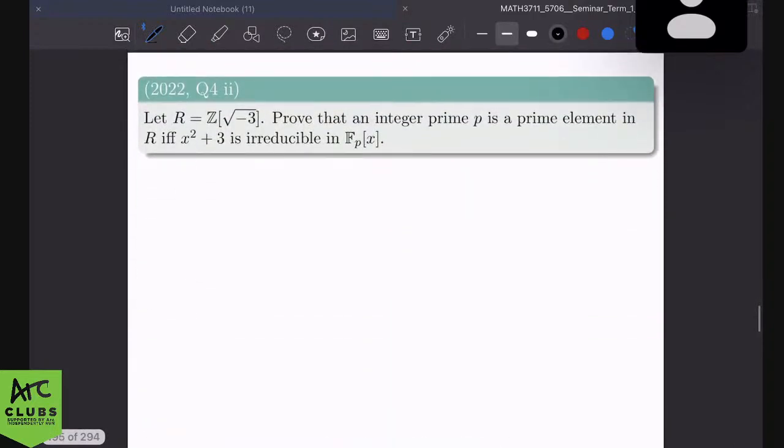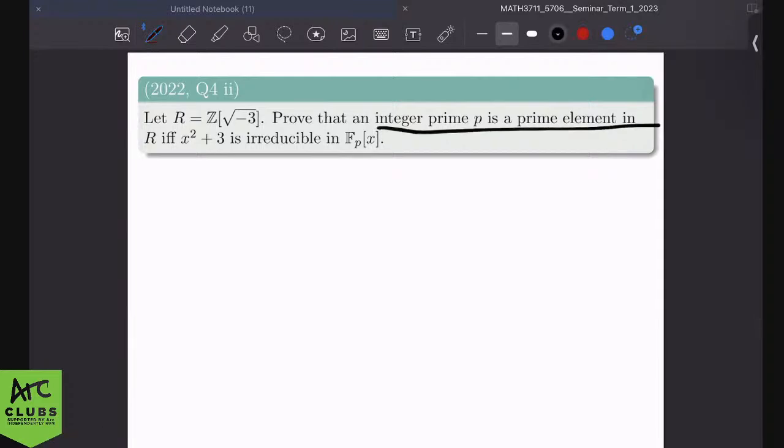Sweet, let's give this a crack. Let's do this example from 2022. Okay, it's quite a long example, but let's get through it. So prove that an integer prime p is a prime element in R. Right, so prime element in R we remembered before. If and only if x squared plus 3 is irreducible in Fp[x]. Okay.